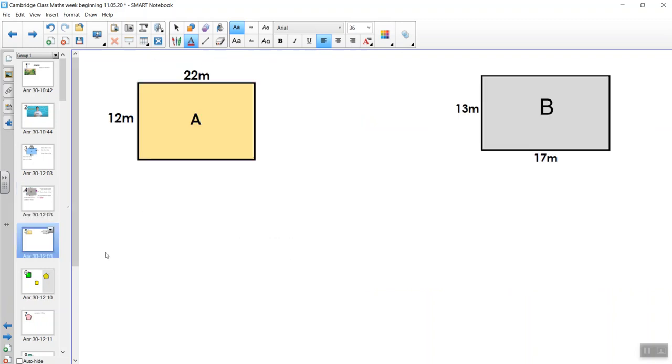Okay, let's try another one. You've got two shapes here now. In a minute, you're going to pause the video and work out the perimeter of each of the shapes. Pause the video and have a go.